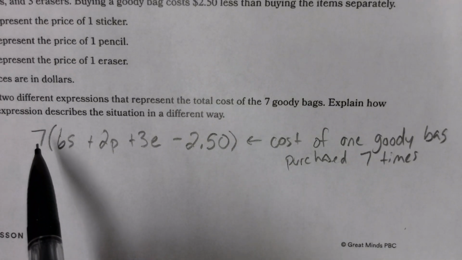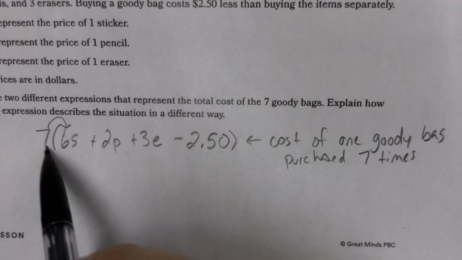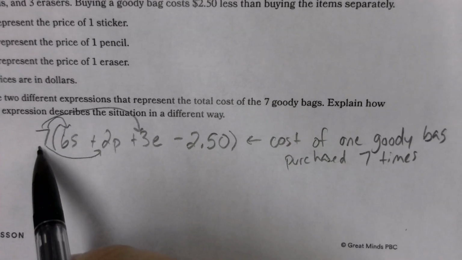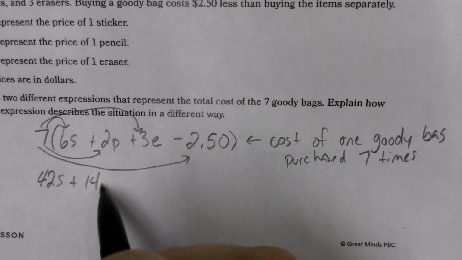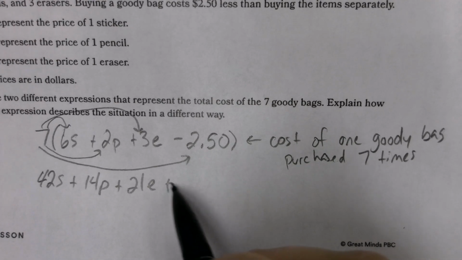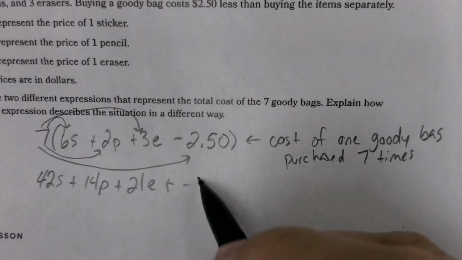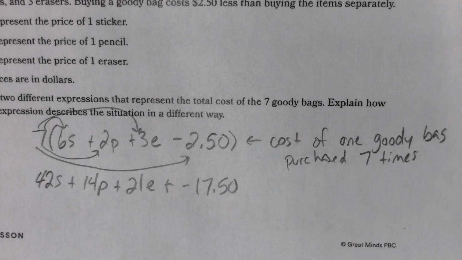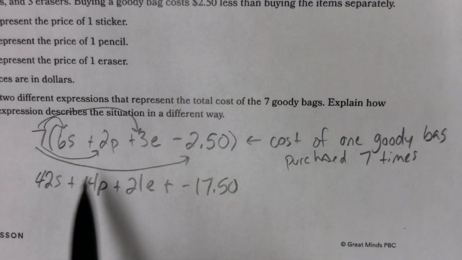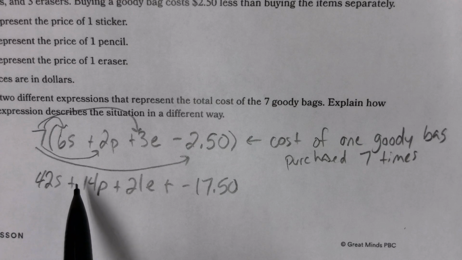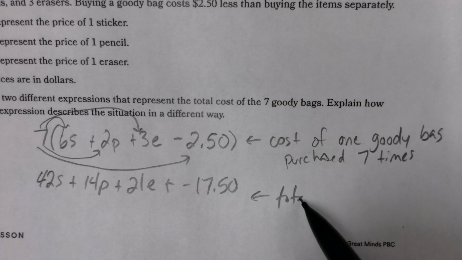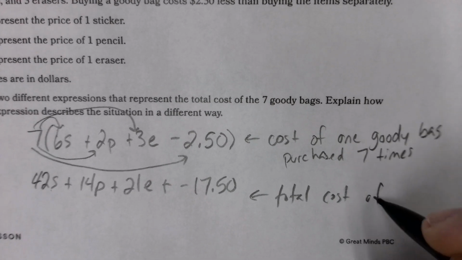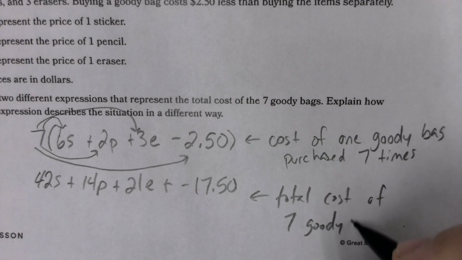Well, if I wanted to know what my total cost would be, I could distribute to everything here, which would give me 42S, 14P, 21E, plus a negative 17.50. Because when I distribute, I'm multiplying everything here times 7. And since I have no like terms, this would be the total cost of 7 goodie bags.